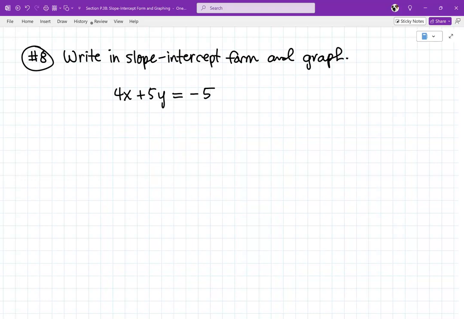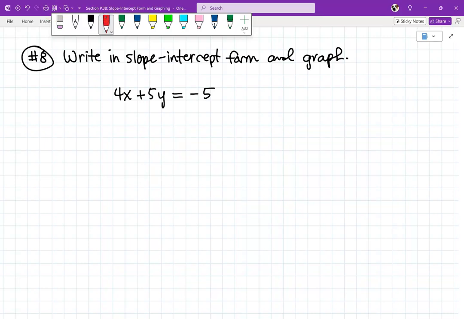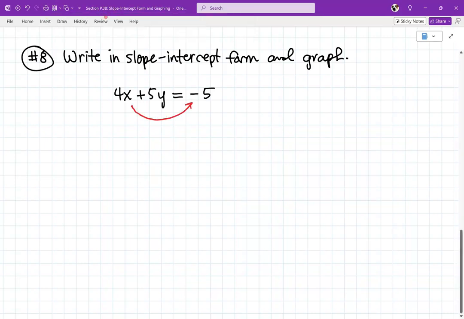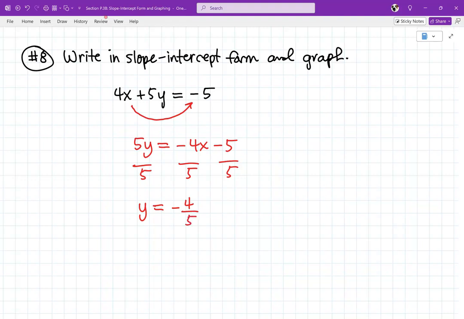So I'm basically going to do the same thing I did twice already. I'm going to solve for y. So by now I should feel okay doing it. I shouldn't be scared. I'm going to take this 4x and move it over to the right side. So I get 5y equal to negative 4x minus 5. And then I'm going to divide everything by 5 to get y all by itself. So y equals negative 4/5 x minus 1.